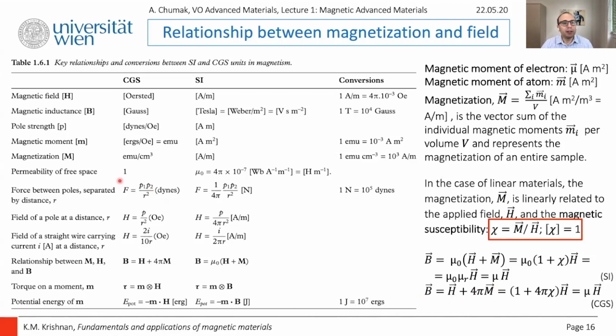And nevertheless, these are still different parameters, H and B. H is measured in Oersted in CGS and B in Gauss. Nevertheless, one Oersted is equal to one Gauss. So that's the way they overcame it.